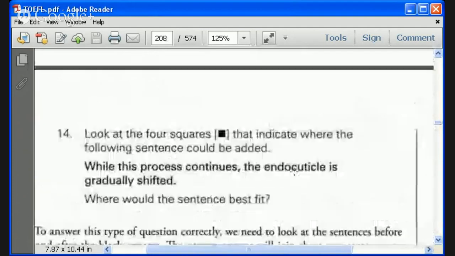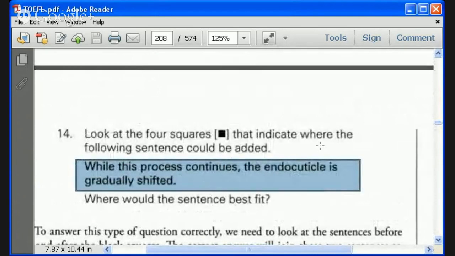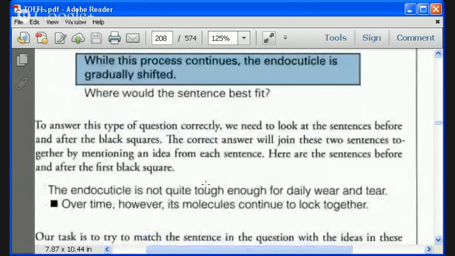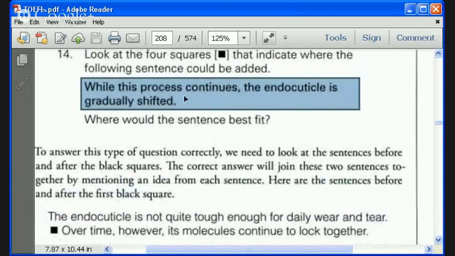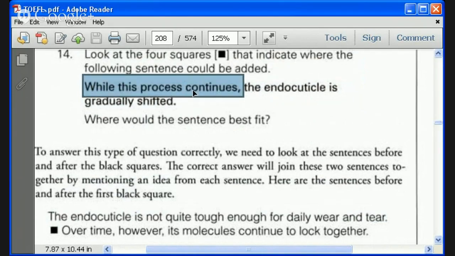For the question types, they will present you with a sentence which will look like this. The problem is it's a little bit time consuming. Where would the sentence best fit? We want to look at the sentences before and after because, for example, the sentence before is very much relevant because when we look at the sentence we are inserting, it says, "While this process continues." Obviously, this sentence will always make a reference to something. So that is what you're looking for.